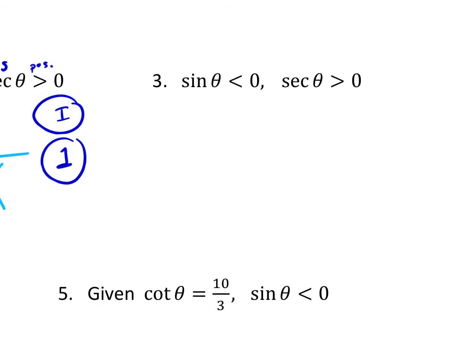Let's look at the third one. All students take calculus. So sine is less than 0, so that means that it is negative. In which two quadrants is sine negative? That's where it's positive, but we're looking for where is sine negative. Either the tangent one or the cosine one. So I can cross out the first two, because it's negative, so it's not going to be in the sine positive or in the all positive one.